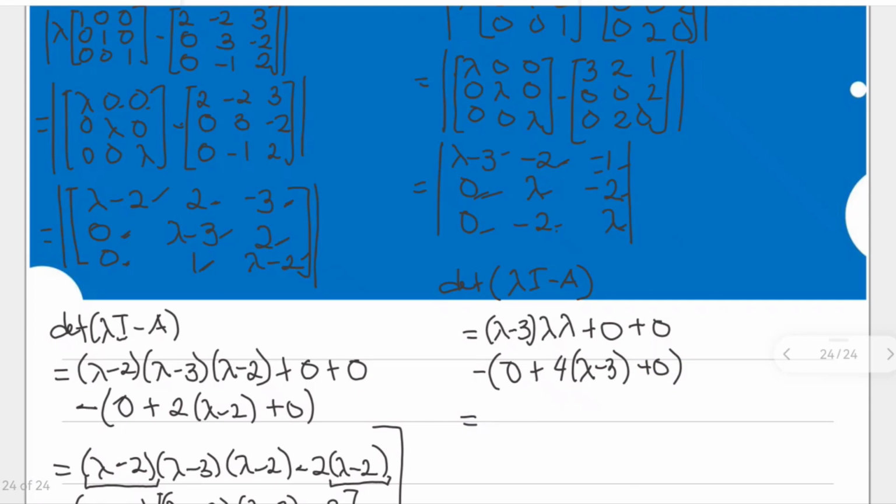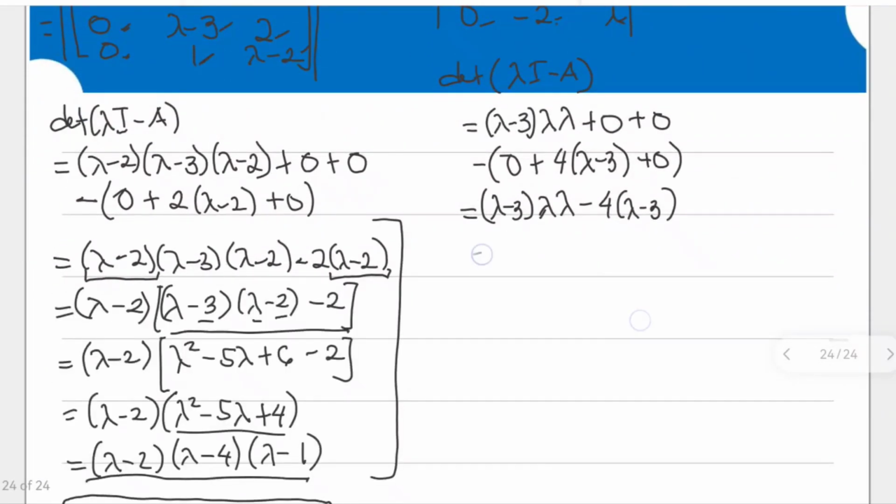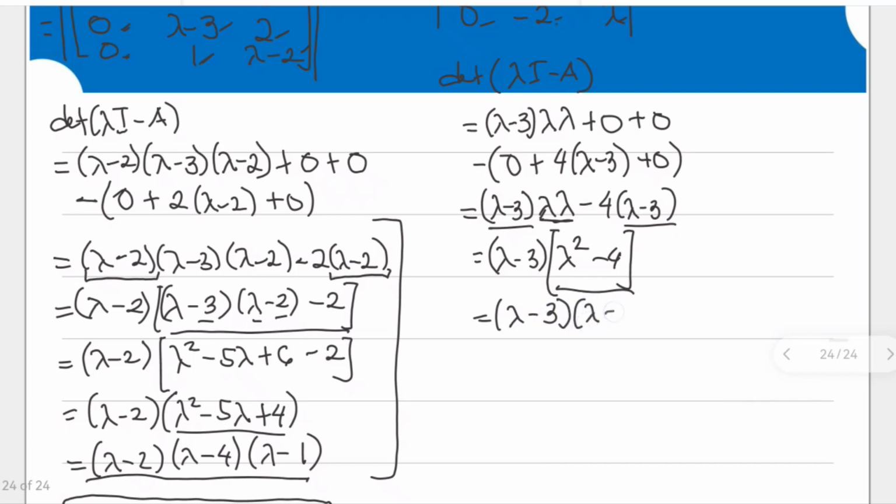So going forward, you will have lambda minus 3. Okay, I'm not going to multiply this yet. And then you will have here minus 4 times lambda minus 3. The same as earlier, let's try to factor out the common factor. So you have lambda minus 3 times, now we can multiply this to lambda squared minus 4. And of course, this can be further simplified or factored out. You will have lambda minus 3, and the factor for that, the difference of two squares, lambda minus 2, lambda plus 2, in any order.